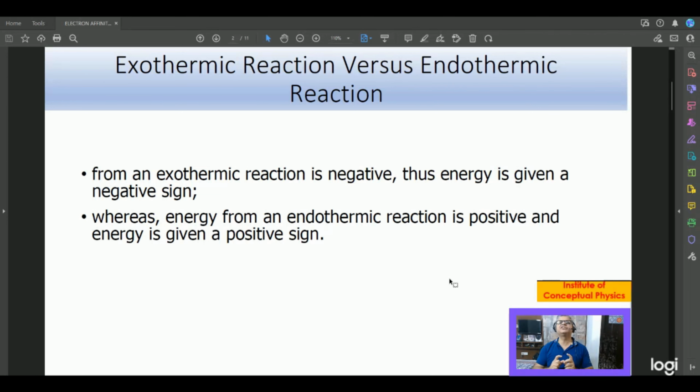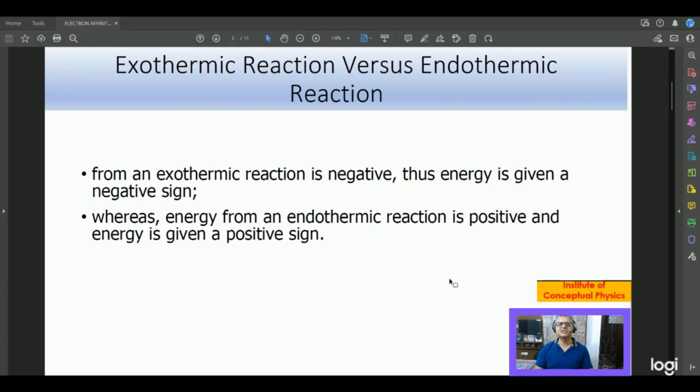So you will see change in energy from the system's point of view. I am the system, I am 1 mole of atoms, I have lost energy, and therefore the loss of energy will be labeled as negative. Let's go to the second one.